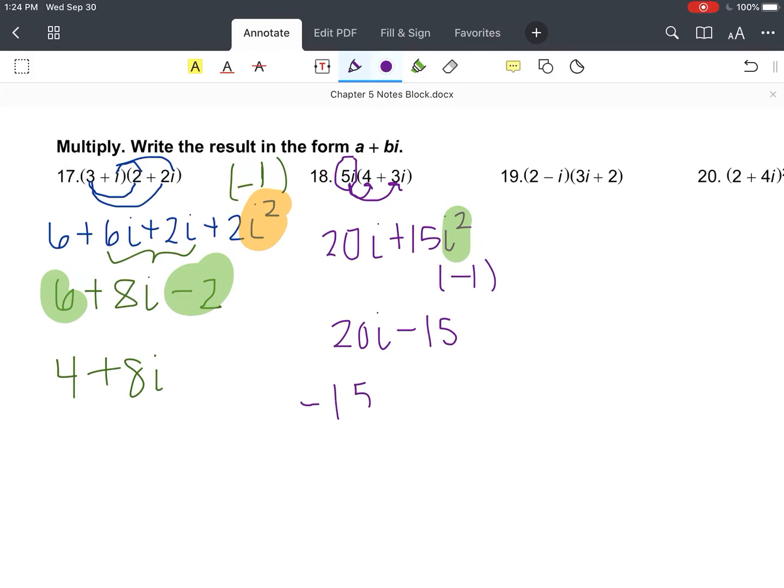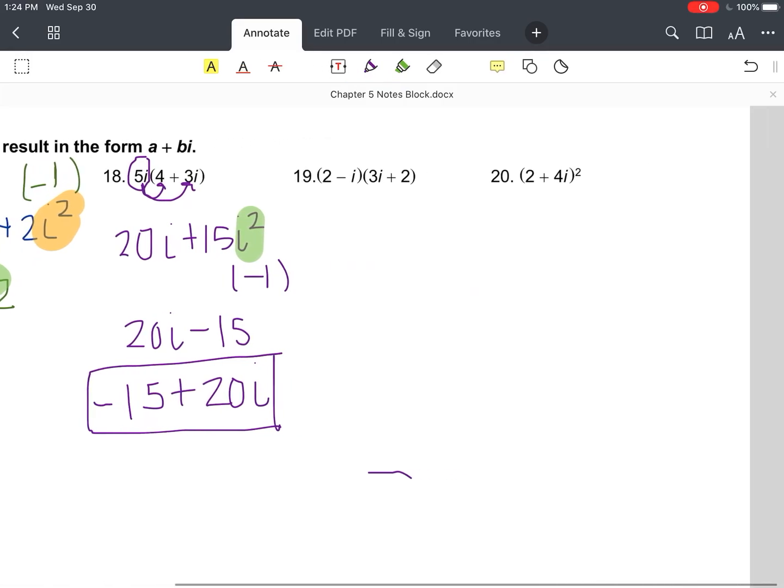Complex numbers we normally write with the real part first. So I'm just going to rearrange this as -15 plus 20i, and that will be my final answer. Because we always write our real part first and our imaginary part second. That's just customary. So that's how you multiply.